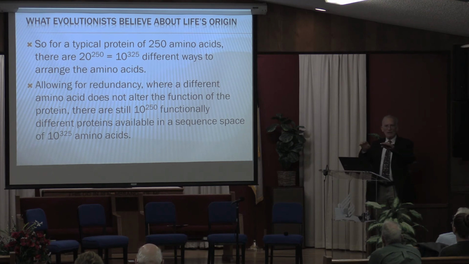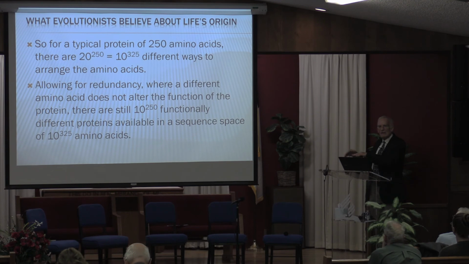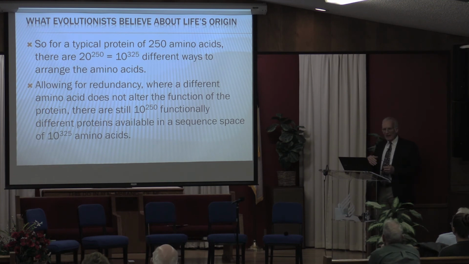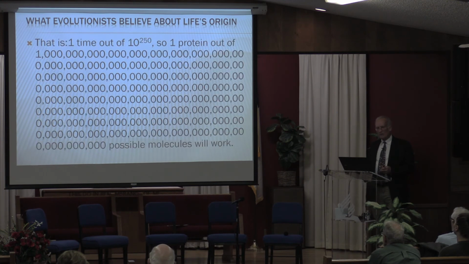Because each one of those 250 places you can put 20 different amino acids in. So to make a protein with 250 amino acids, there are 10 to the 325 different ways you can do it. If we allow for some redundancy, some of the amino acids can substitute for one another without too much change. There still are about 10 to the 250 power different protein sequences that you can make. So if you want one of these proteins and you're just putting amino acids together randomly, it will happen once in 10 followed by 250 zeros.